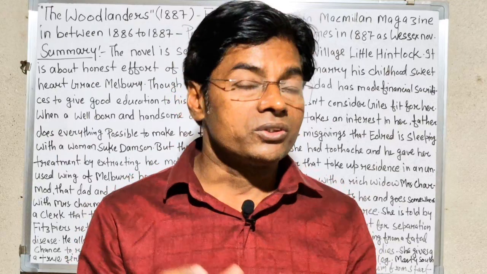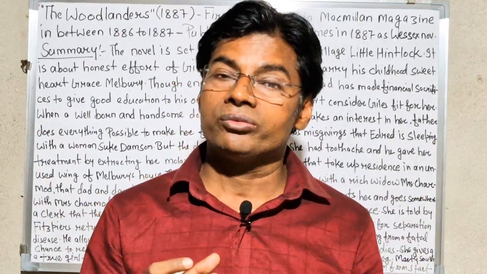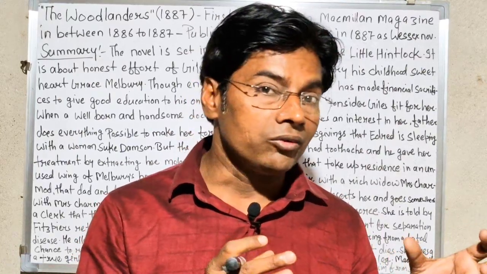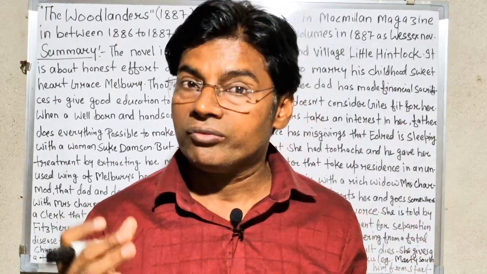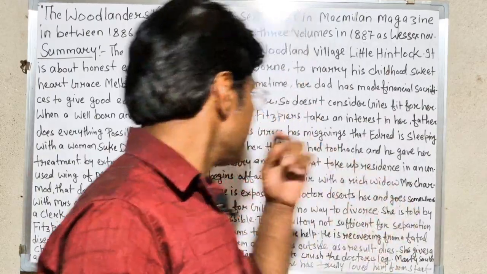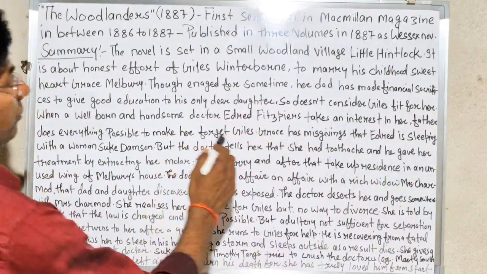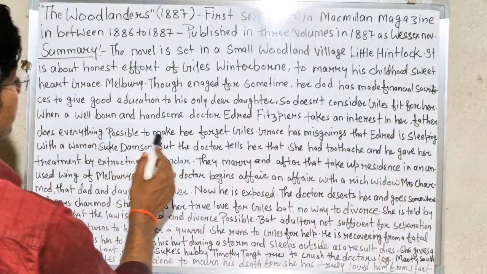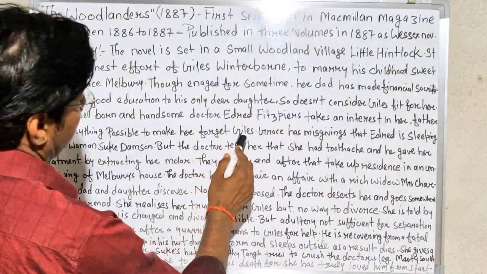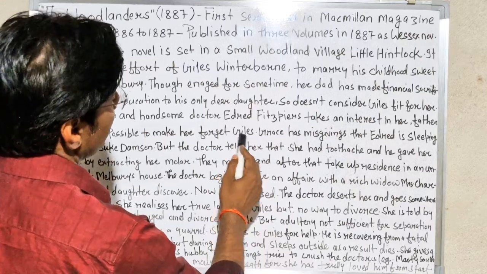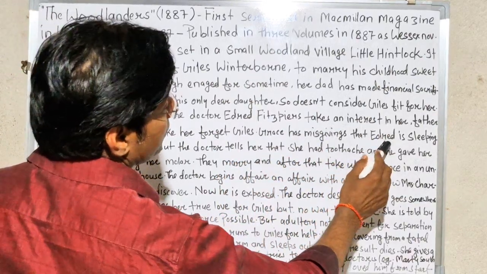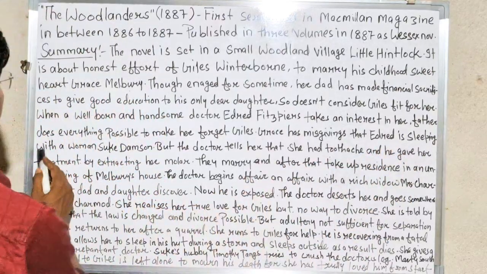She thinks that it is possible that the doctor has a kind of affair with this young woman from her village. See what happens. Her father does everything possible to make her forget. Grace has misgivings that Edred is sleeping with a woman.